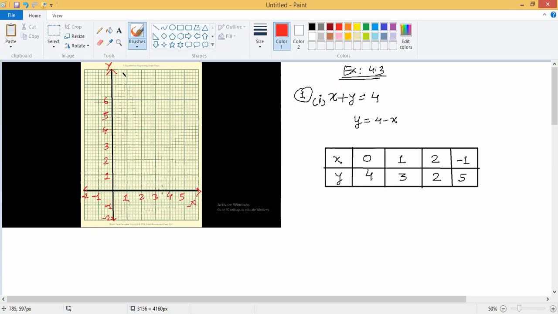Okay, now the first point is 0, 4. The value of x is 0 and the value of y is 4. It will come here, 0, 4. Correct? ये सबको clear है? 0, 4 will come here. Any confusion in this one?